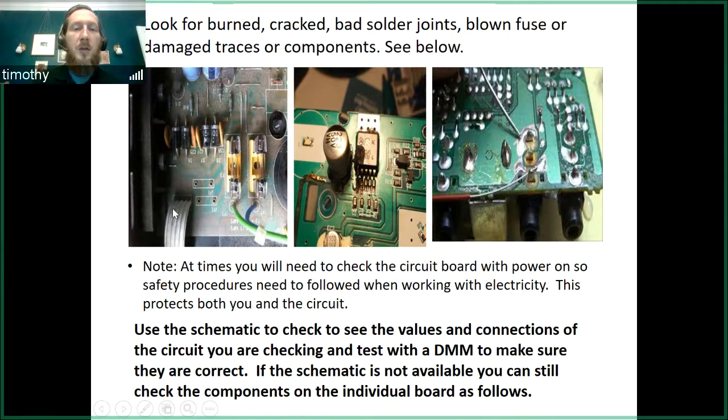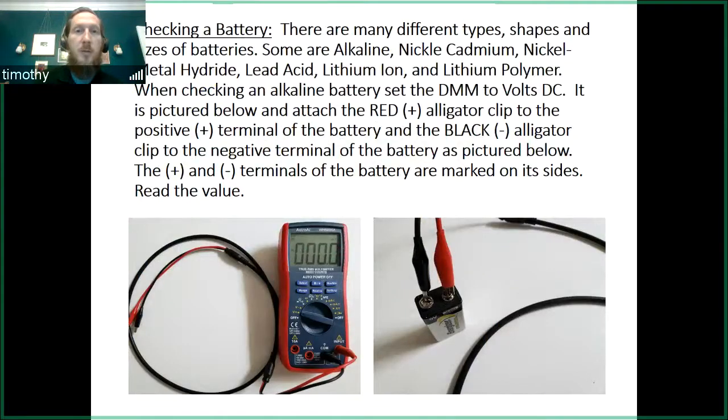So before you apply power, use your schematic to check and see the values and the connections of the circuit that you are checking. Test it with your digital multimeter to make sure they are correct. If the schematic is not available, you can still check the components on the individual board as follows. This is where I'm going to click through it. Here's how you check a battery.